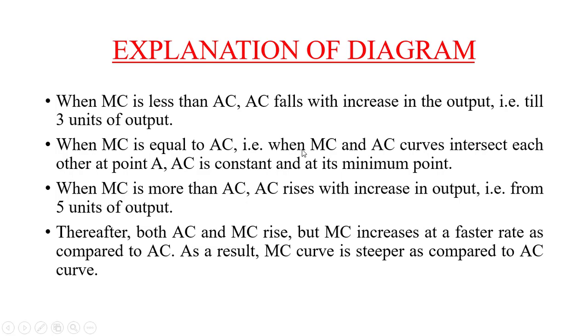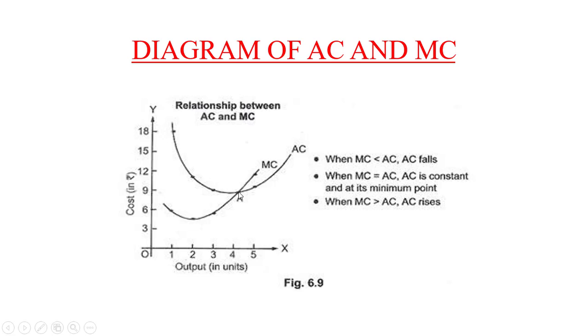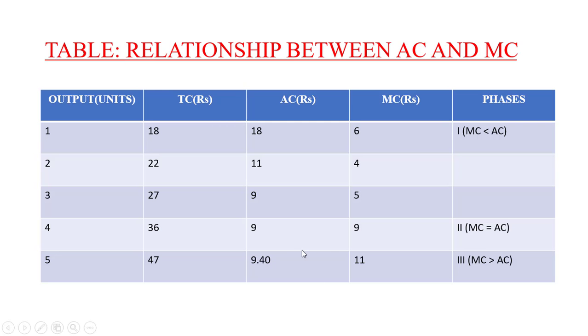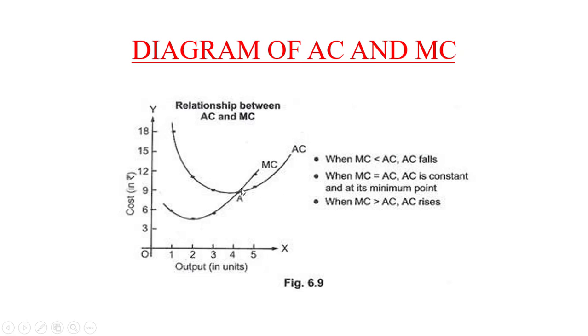When MC is equal to AC, that is when the MC and AC curves intersect with each other at a point A, that is here, this is equal, right? They are intersecting, that means that is equal. This is the second stage, and when they become equal, then it is known as your minimum point. When MC is more than AC, AC rises with increase in output, that is from the fifth unit. Now from this fifth unit, MC is becoming higher than the AC. Then if MC is higher than AC, that means AC is also rising. Here you can see AC is rising.